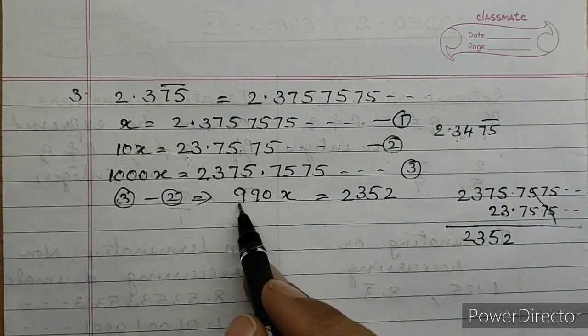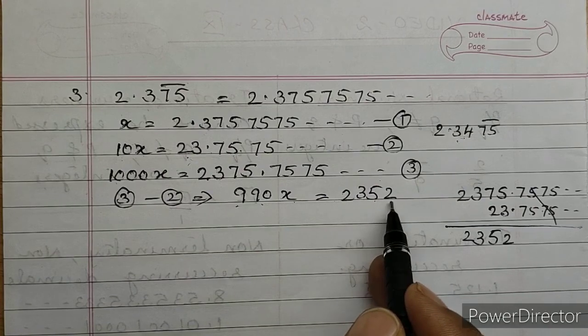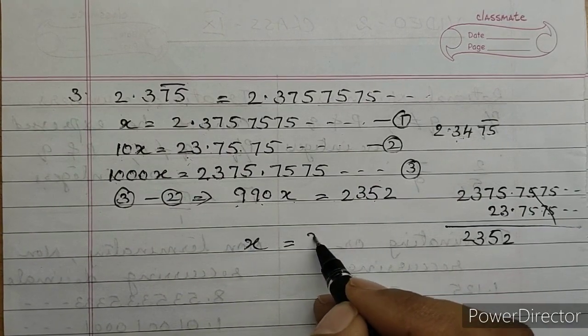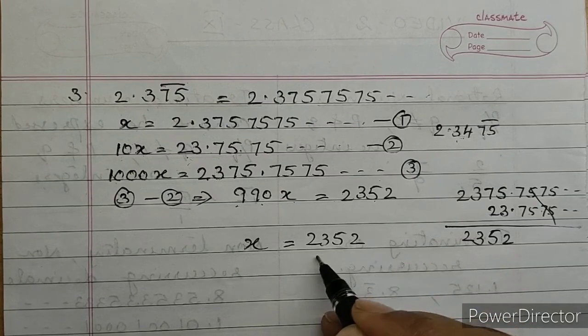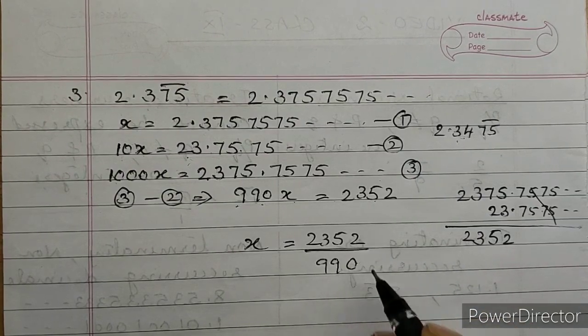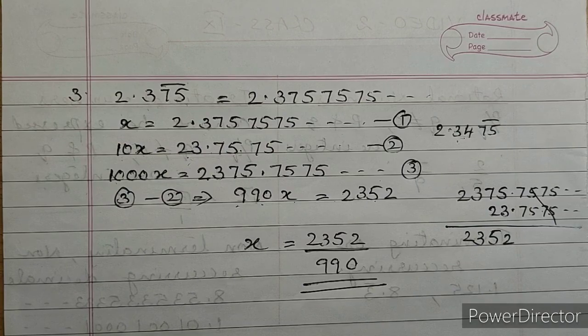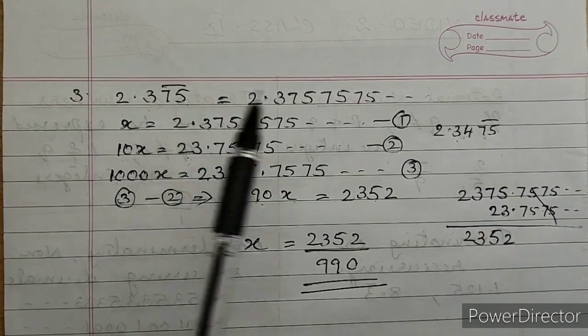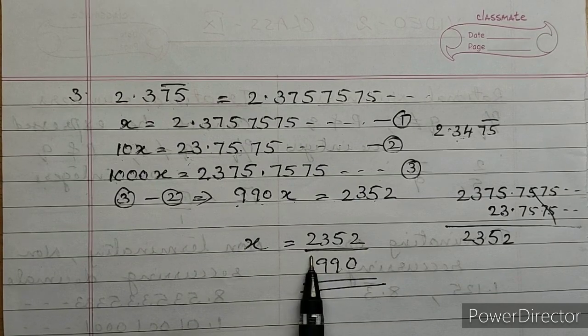Now x you have to find. 990x is equal to 2352. Therefore x is equal to 2352 divided by 990. So this is the answer for that. So you can change any recurring decimals to P by Q form like this. So these 3 methods, hope you understood.